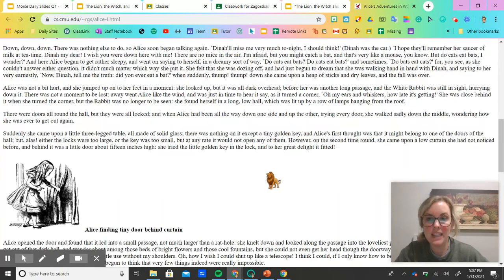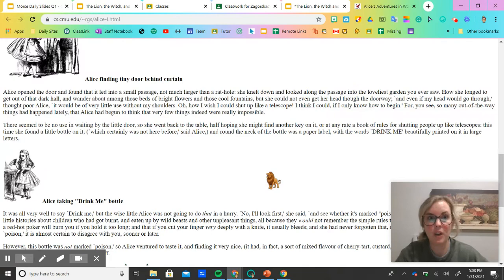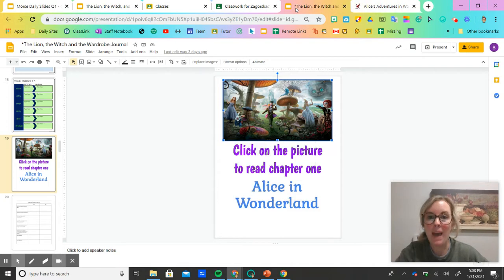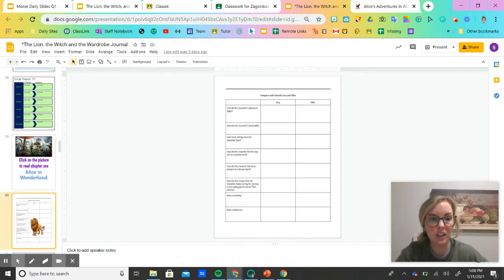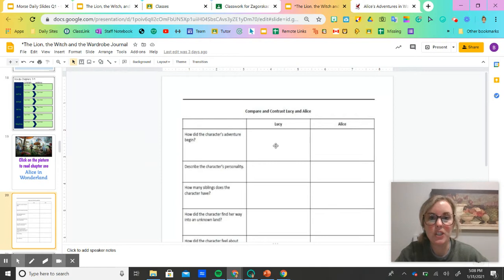After you have read it, and it's going to take you to the very bottom, that's all of chapter 1, you're going to go back into your journal and you're going to click on page 20. I'm going to zoom in so you can see some of the questions. And you are going to compare Alice with Lucy Pevensie from Narnia.